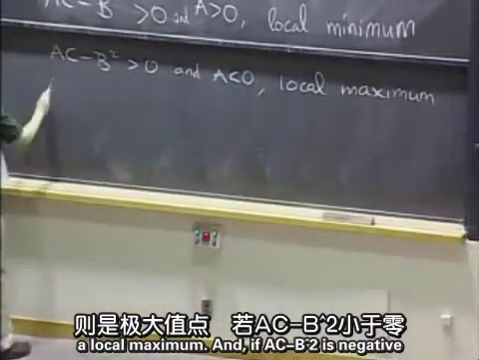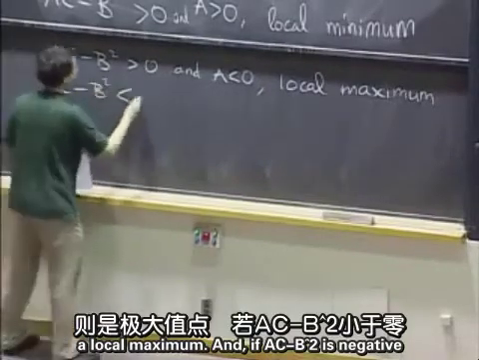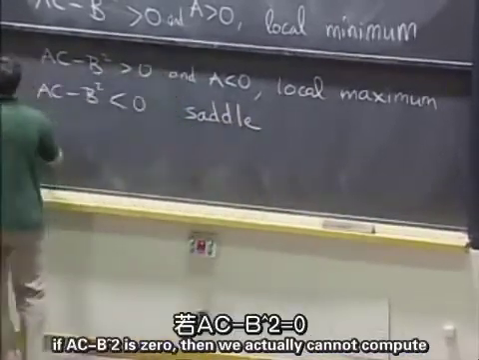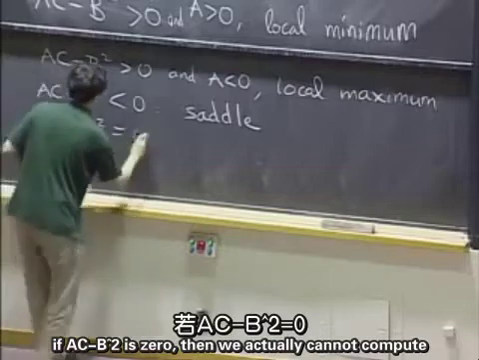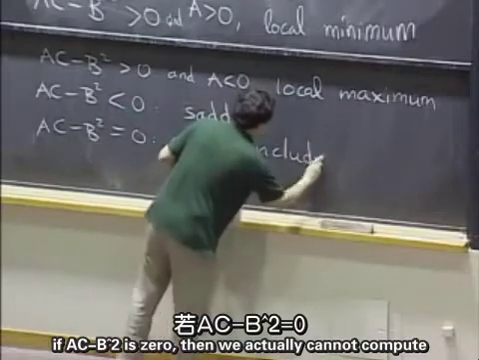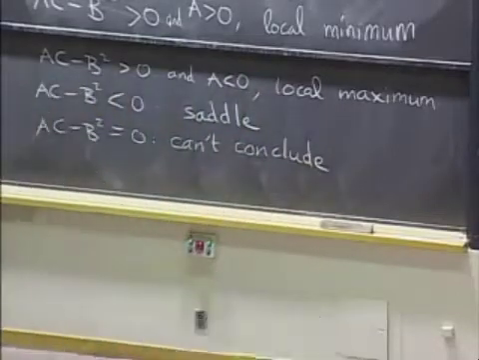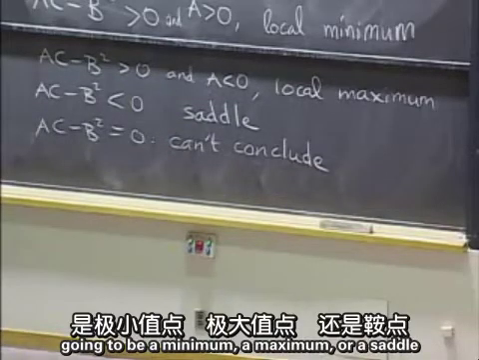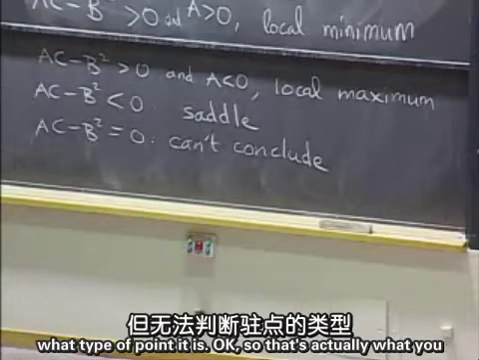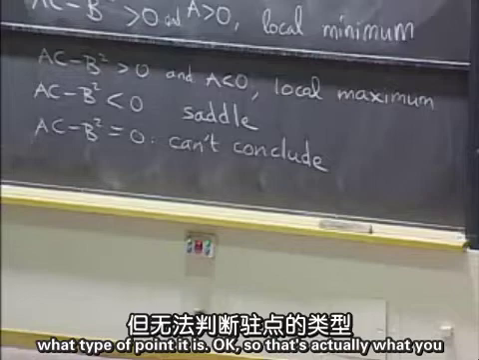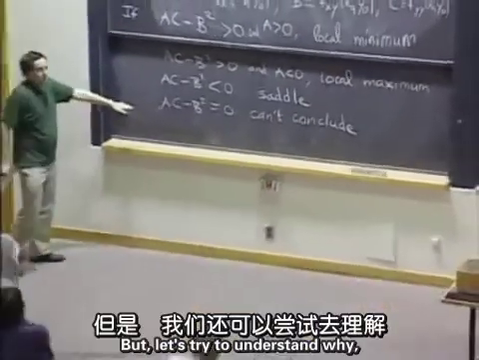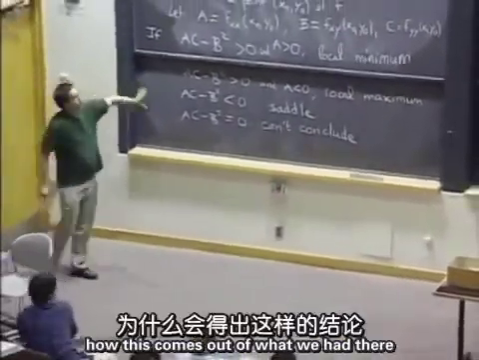And if AC minus B squared is negative, then it's a saddle point. And finally, if AC minus B squared is 0, then we actually cannot conclude. We don't know whether it's going to be a minimum, a maximum, or a saddle. We know it's degenerate in some way, but we don't know what type of point it is. Okay, so that's actually what you need to remember if you're formula-oriented. That's all you need to remember about today. But let's try to understand why, how this comes out of what we had there.